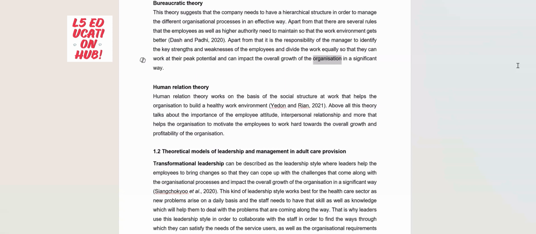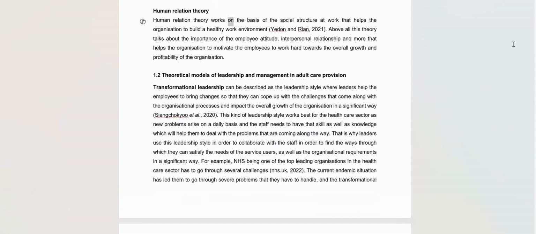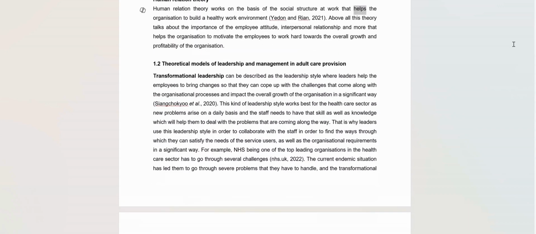Human relation theory. Human relation theory works on the basis of the social structure at work that helps the organization to build a healthy work environment, Yedin and Rian, 2021. Above all, this theory talks about the importance of the employee attitude.